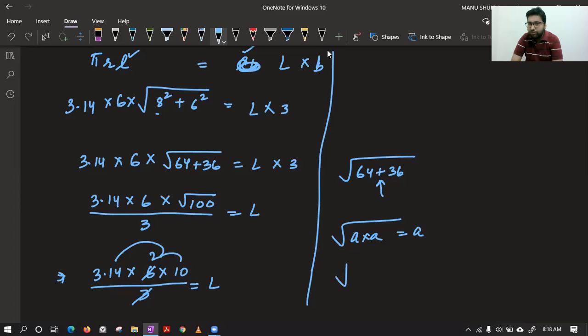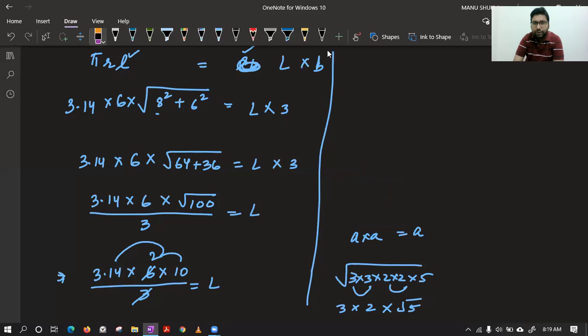We have studied that whenever we have these factors in multiplication form like this, 3 into 3 into 2 into 2 into 5, then only we can apply that thing, that 3 will come out, 2 will come out of the square root, and then 5 will remain inside. So by that only we can solve. Okay, so they are saying 62.8 is the answer. Let me erase it. So the value of capital L is coming as 62.8 meters.